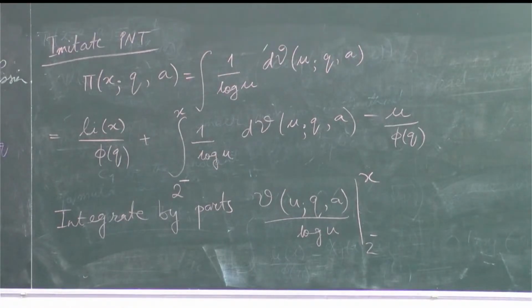Take a product of two functions and integrate it. That is something usually not complicated, can be done. Yeah, is there something different from the prime number theorem here? No, nothing is different. It's exactly the same proof. You can copy and paste.